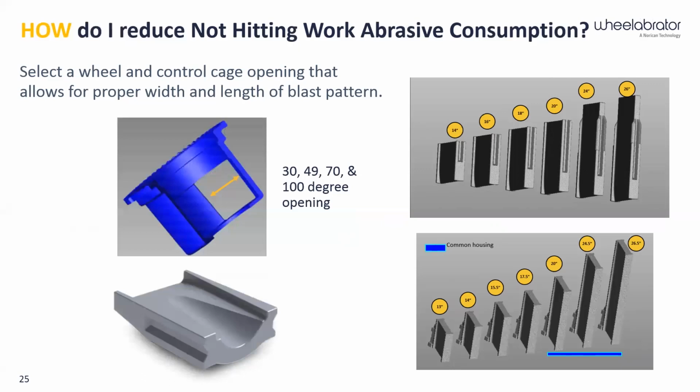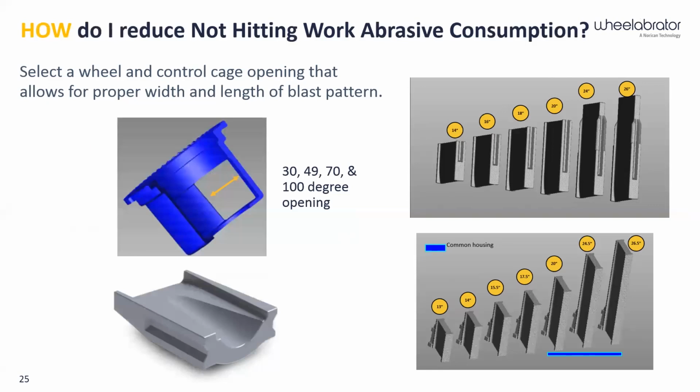Most shop manufacturers will provide a number of different control cage openings. Here is a representative set: a 30, a 49, a 70, and a 100 degree. The smaller the degree opening, the less abrasive comes out onto every blade, and it shrinks the abrasive pattern, making it a little bit shorter. If you're targeting a very precise area on a certain type of machine, maybe you want a 30 degree. That way, it's going to aim and funnel more abrasive into that tight little area.